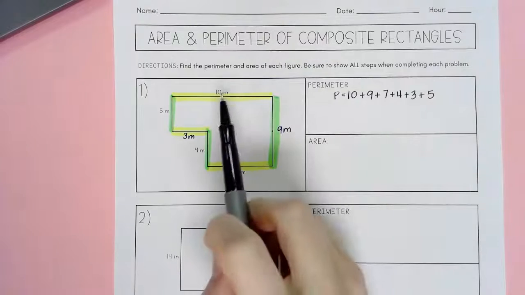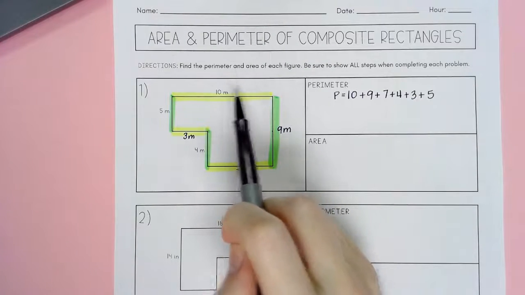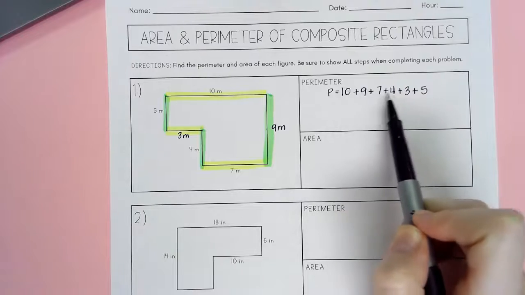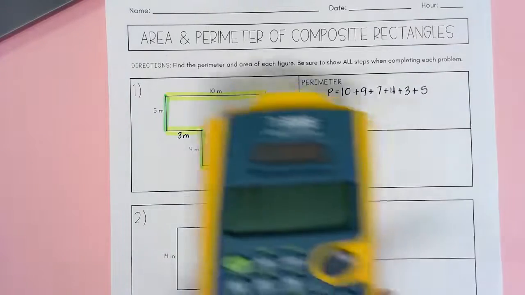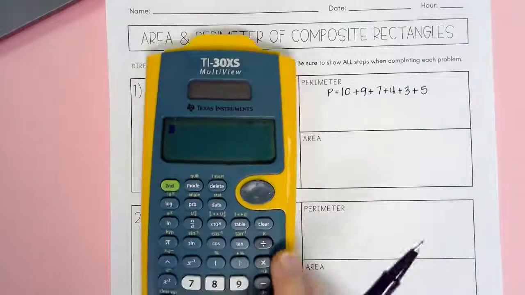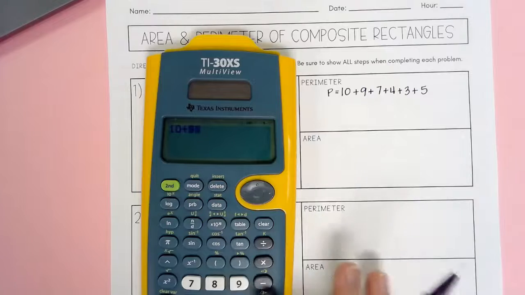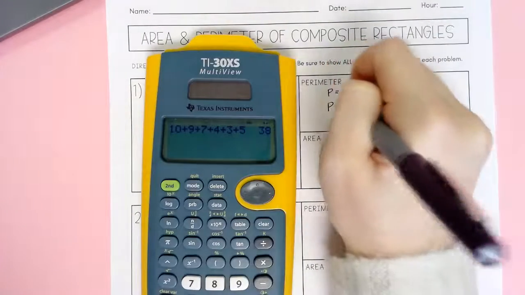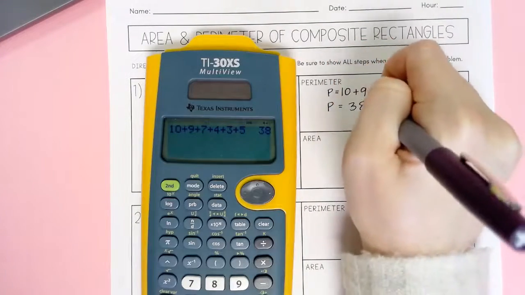So I'm going to count my sides and make sure I didn't miss anything. I have 1, 2, 3, 4, 5, 6. 1, 2, 3, 4, 5, 6. I'm good. So I'm going to get my calculator. 10 plus 9 plus 7 plus 4 plus 3 plus 5. And I get P is equal to 38 meters.